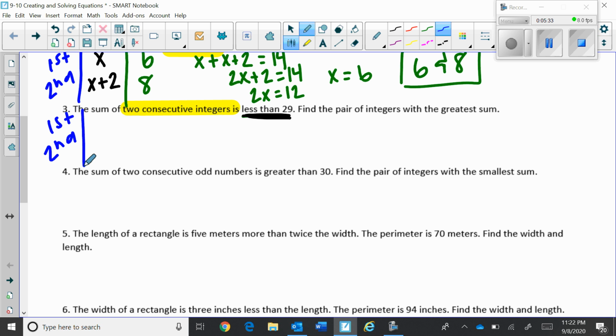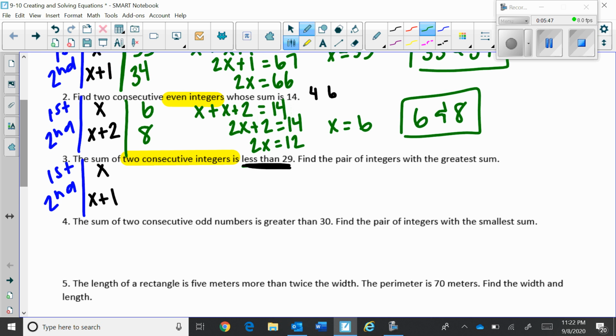All right, our 2 consecutive integers, we can still start with x, and x plus 1 because it's our consecutive integers. But this is where things are going to change, is the setup. These are no longer equal to a number. We are trying to be less than 29. So when we add these together, x plus x plus 1, we need to make sure that we put that inequality sign of less than 29.